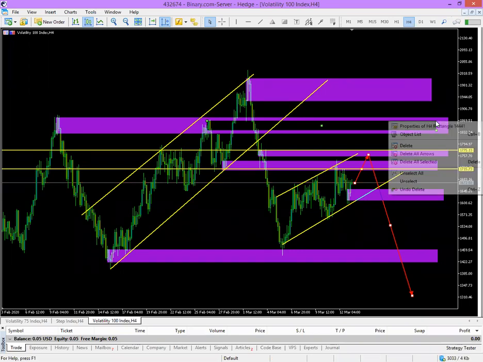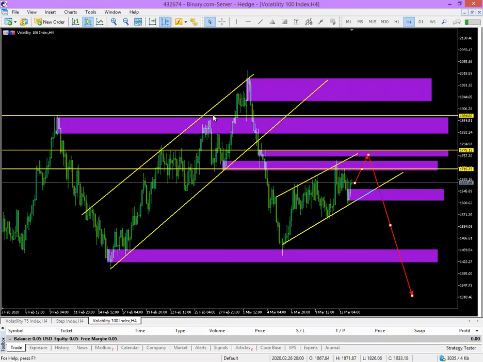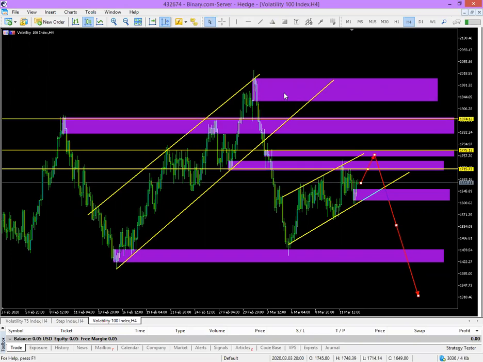Again here we also have a breaker pattern. The market broke this level to the upside, taking out stops here, and then after they came back down, now they are coming back to test here. So a breaker pattern is something like this, something like this, something like this. This is a breaker pattern.